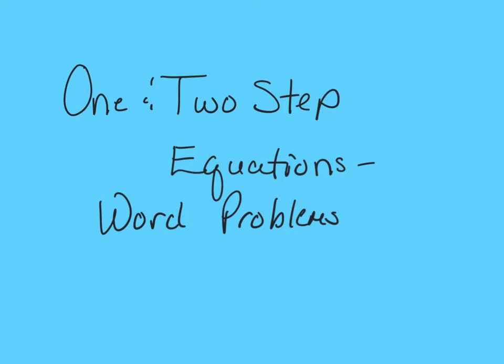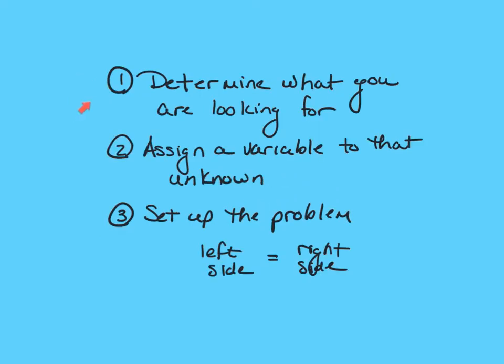Today we're going to look at 1- and 2-step equations, and they are word problems. The first thing we're going to do for each of these is determine what you're looking for. You're going to assign a variable to that unknown, and then you're going to set up the problem so that your left side equals your right side.